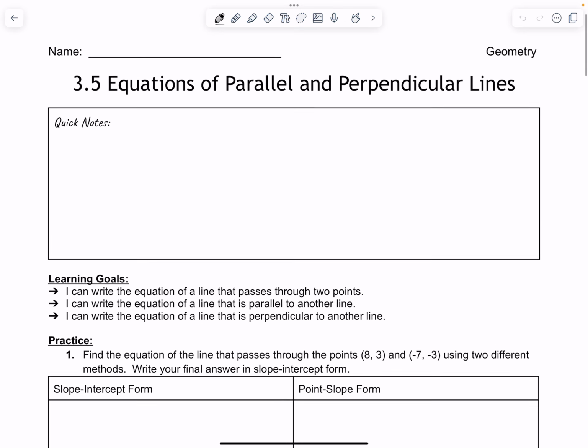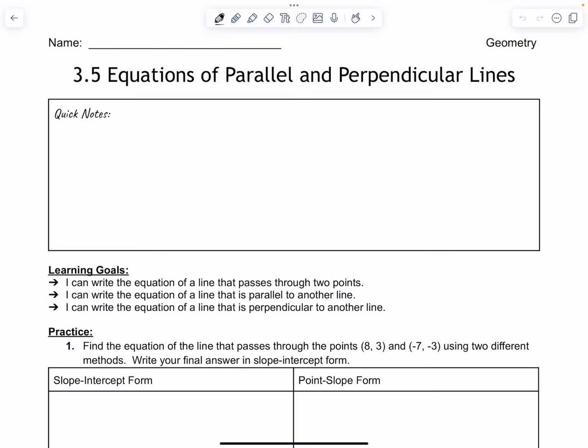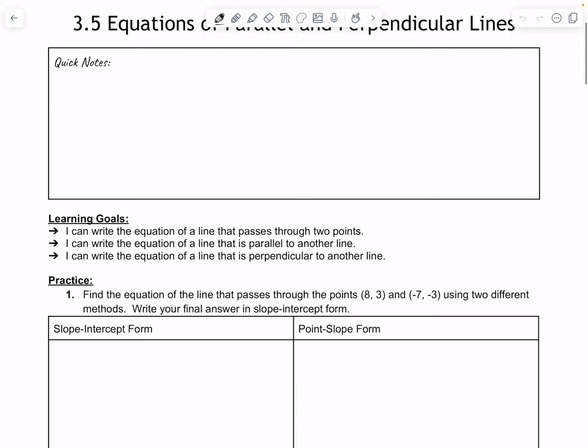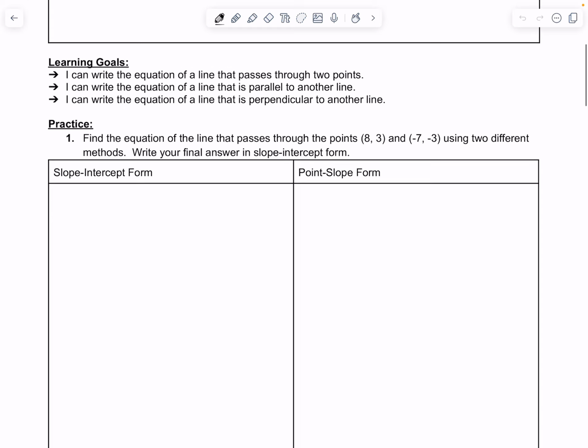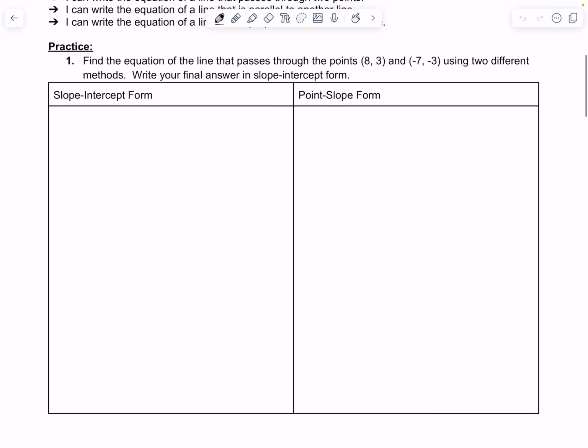All right, guys, in this video, we're going to go over writing equations of parallel and perpendicular lines. So we got three examples that we're going to do. We're going to first do an example where we find an equation of a line that passes through these 2 points. All right, we're going to do two different ways.